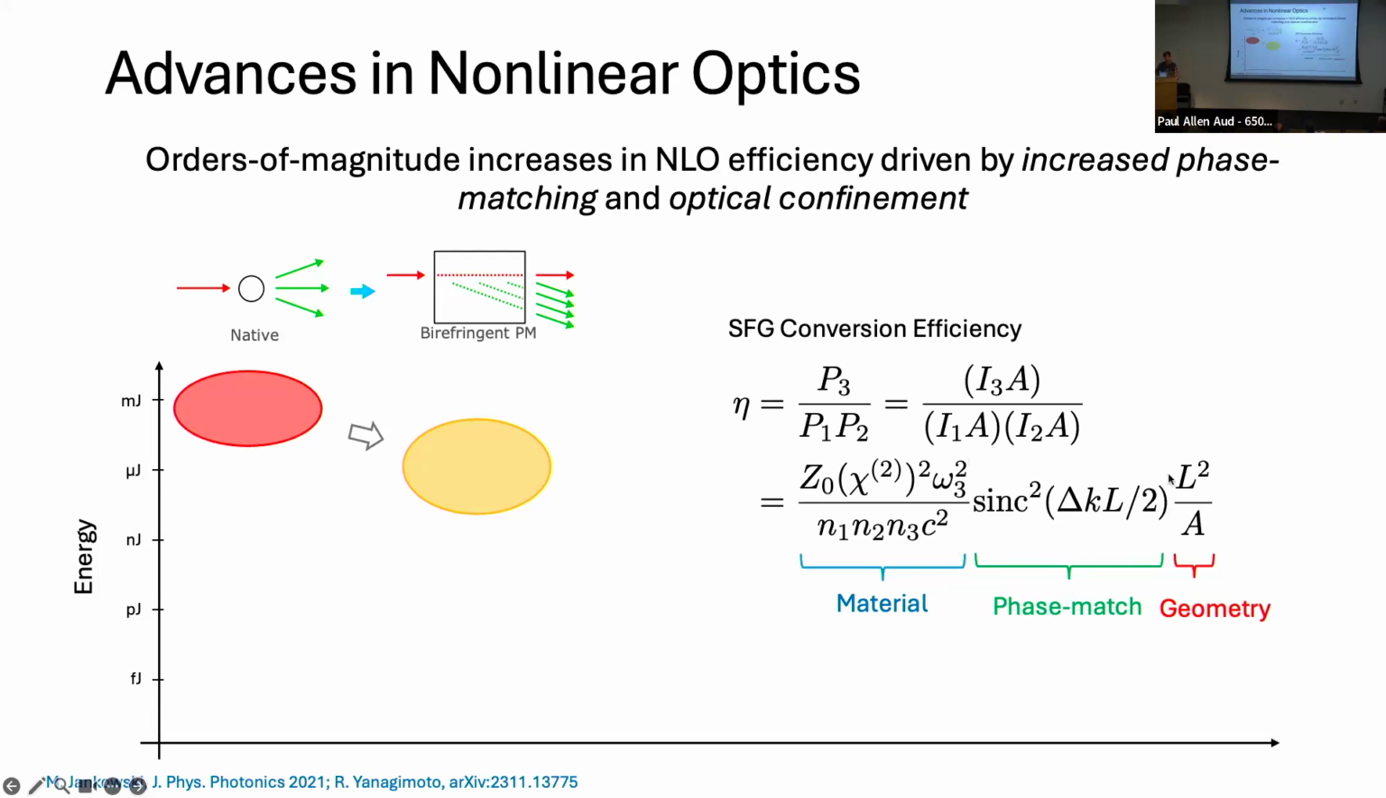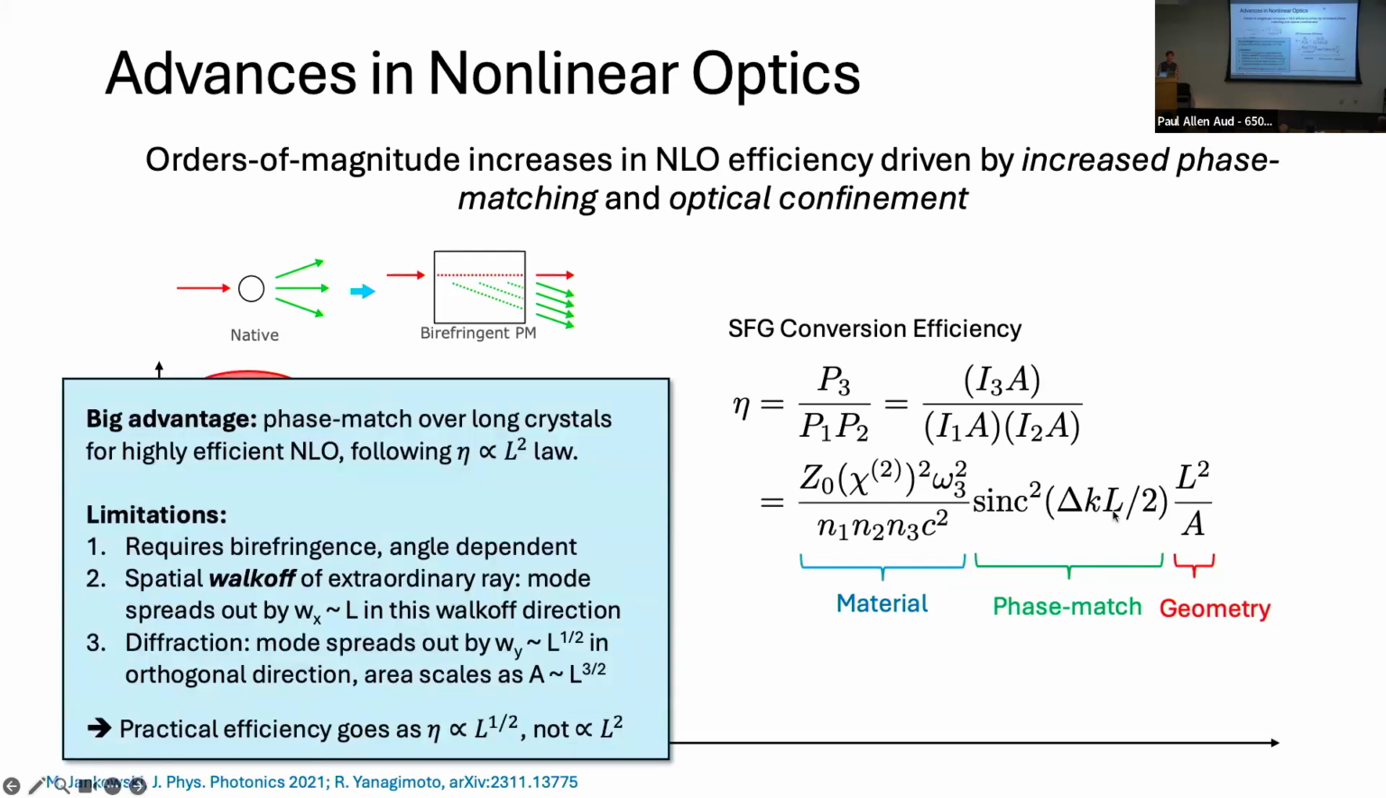And not only that, but the scaling with the length of the crystal also goes up because you have this L squared here. You do have some downsides associated with spatial walk-off in this case, as well as diffraction, which means you don't quite get this L squared scaling. You get more of an L to the 1/2 scaling, but it's still much, much better, orders of magnitude better than not having any phase matching.